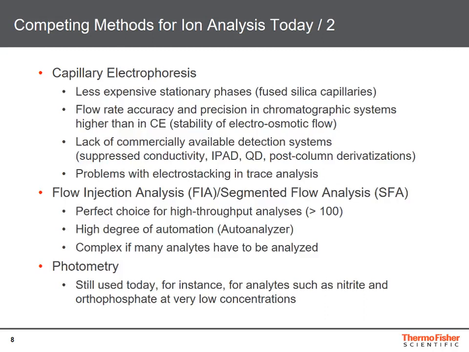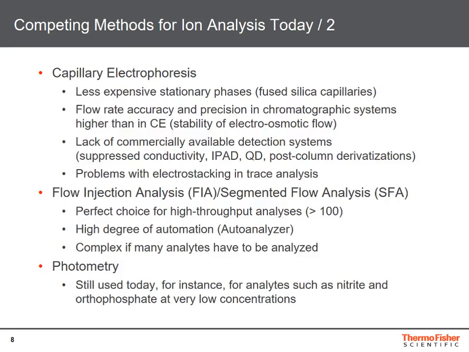However, flow rate accuracy and precision in chromatographic systems are much higher in comparison to CE, and this is due to the relative instability of the electroosmotic flow. There's another fundamental problem with CE for small molecular weight ion analysis, and this is the lack of the most dominant detection system, and that is suppressed conductivity, which is still not available even with the most modern CE systems today. Also, when it comes to trace analysis, we see a number of problems with electrostacking techniques in CE.